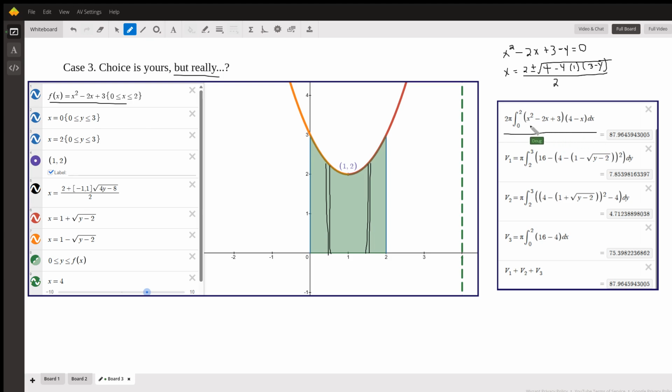The height of the shell, the average radius would be 4 minus x, because this is x right here. The average radius would be the x coordinate at the right minus the x coordinate at the left. That's the average radius right there. Not too bad. But if you're going to use the washer method, it's horrible.